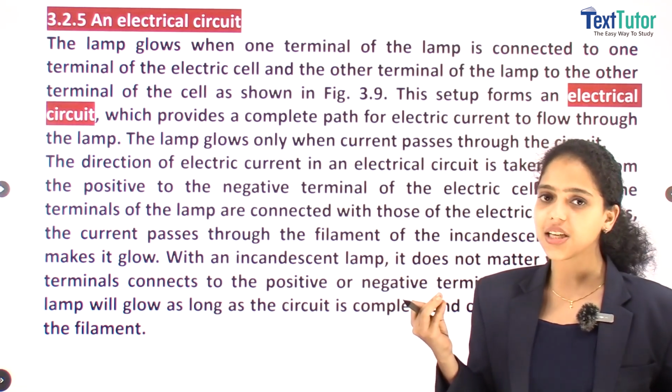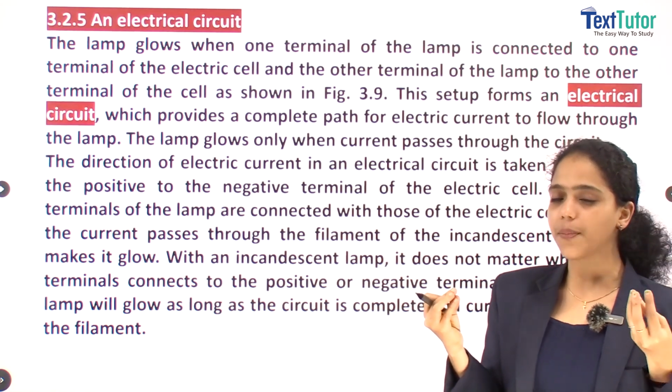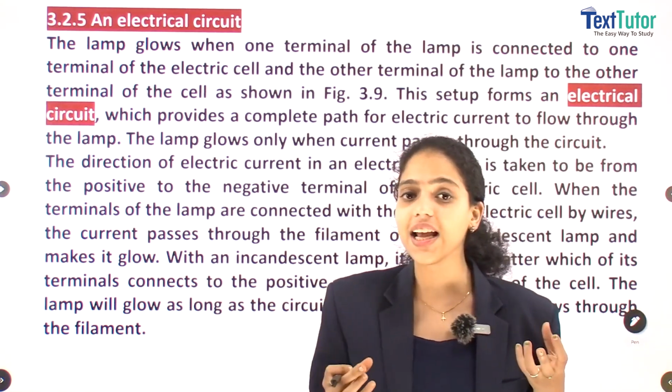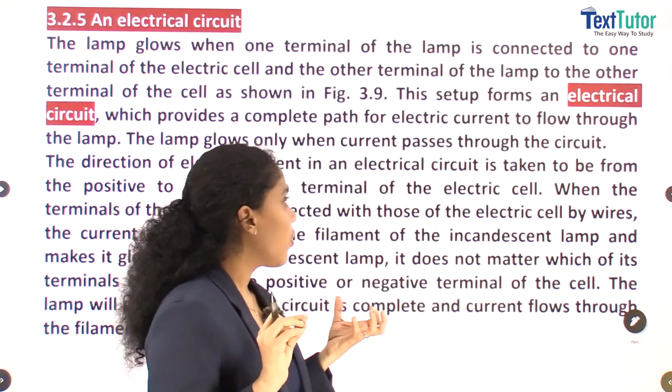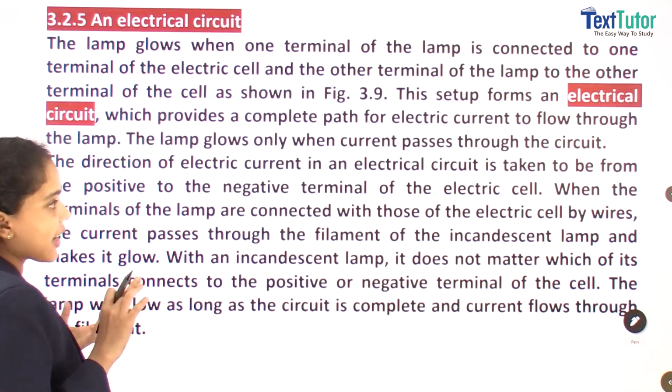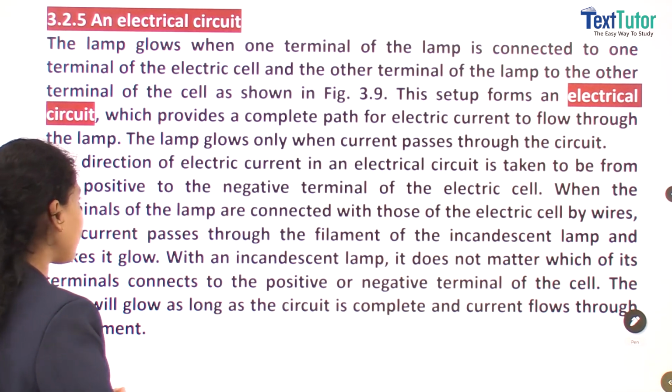When the electric current passes through the circuit, only then does the lamp glow.